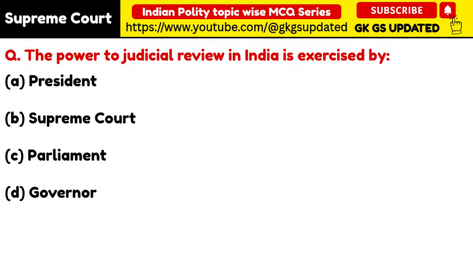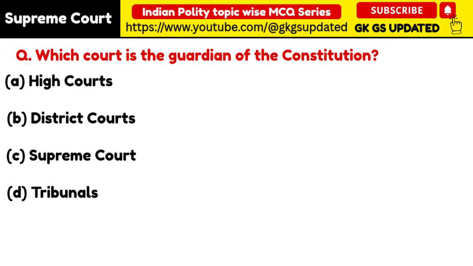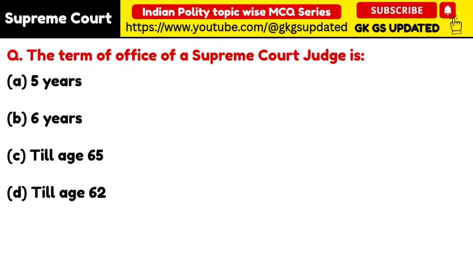Next question. The power of judicial review in India is exercised by? Correct answer, Supreme Court. Supreme Court can review laws and declare them unconstitutional. Next question. Which court is the guardian of the Constitution? Correct answer, Supreme Court. Supreme Court protects the Constitution and fundamental rights.